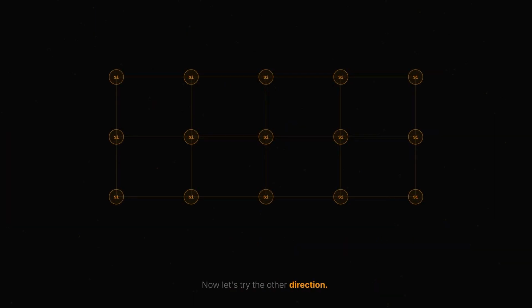Now let's try the other direction. Take boron. Boron has 3 valence electrons. You place a boron atom inside the silicon lattice. It tries to form 4 covalent bonds, but it only has 3 electrons to contribute. One bond is incomplete. There's a missing electron, an empty space where an electron should be. This empty space is called a hole.